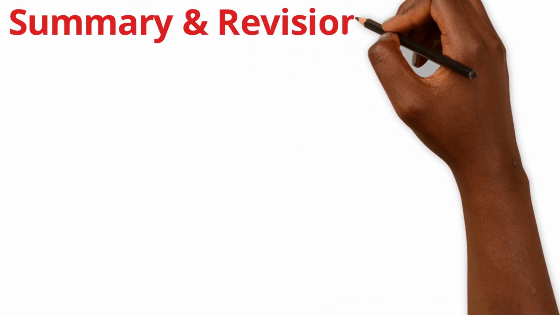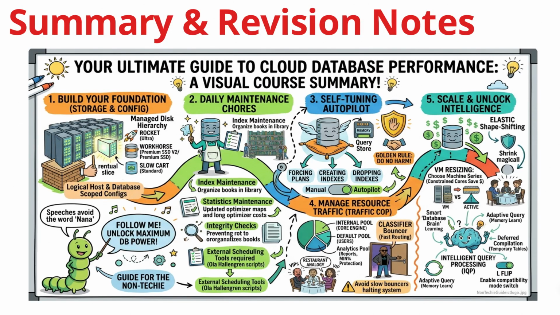We built our cloud database foundation by carefully selecting the right managed storage disks and isolating our configurations. Then we tackled our daily digital chores as our database administrator rebuilt fragmented indexes, updated routing statistics, and checked for data corruption. Once organized, we activated the self-driving database, allowing Azure's Query Store to automatically and safely tune our plans. We also acted as a traffic cop, utilizing the Resource Governor to fairly distribute computing power and prevent resource bullies. Ultimately, we elastically scaled our virtual machines and unlocked intelligent query processing, which allowed our database engine to adapt, learn from its past mistakes, and achieve optimal performance.